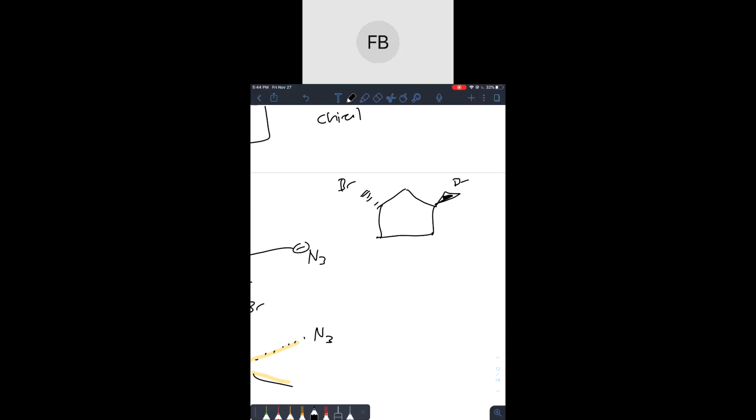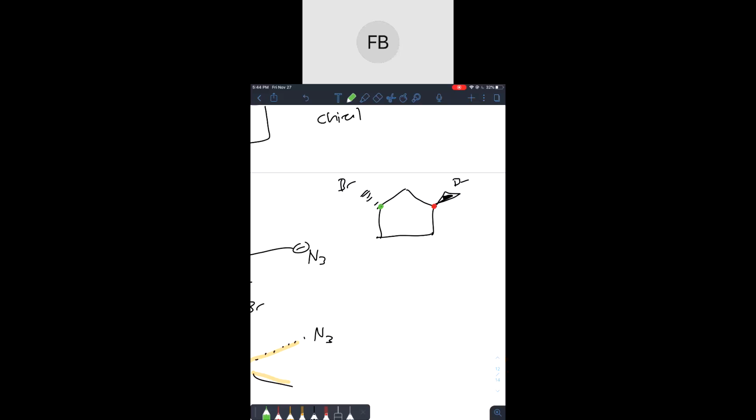That would be achiral because there's no chiral carbons, right? There are chiral carbons. Yeah, there's two of them. Oh, okay. Yeah, I see now. My bad.